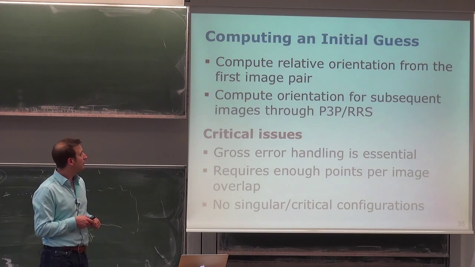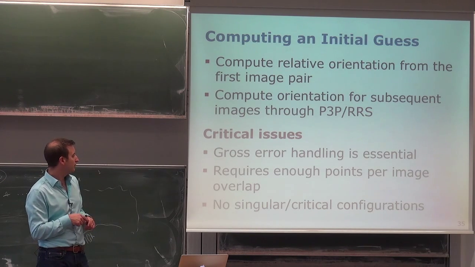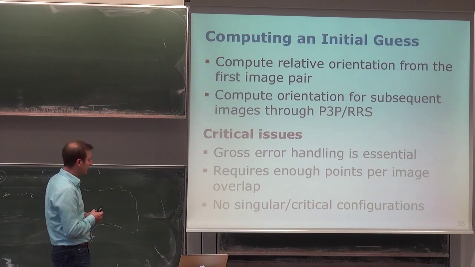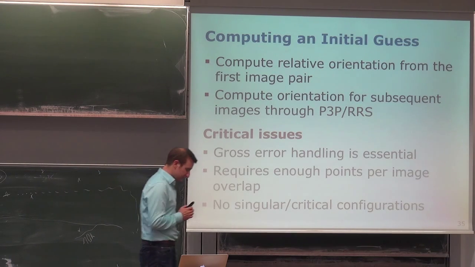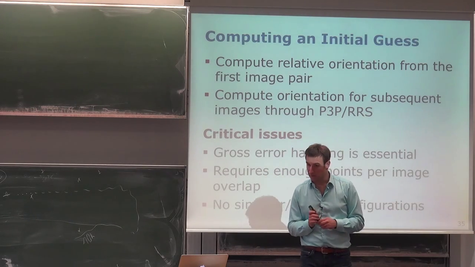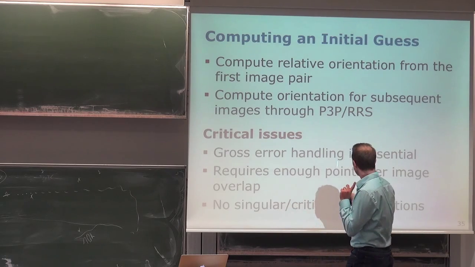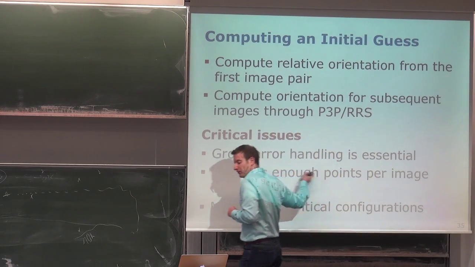Yes, please. Point of critical issues: required enough points per image overlay. Yes. Doesn't that contradict the statement you made a few minutes earlier that with this bundle approach you need much less control points, because now it looks like, well, you need quite a number of control points. Okay, so these points are new points, not control points.